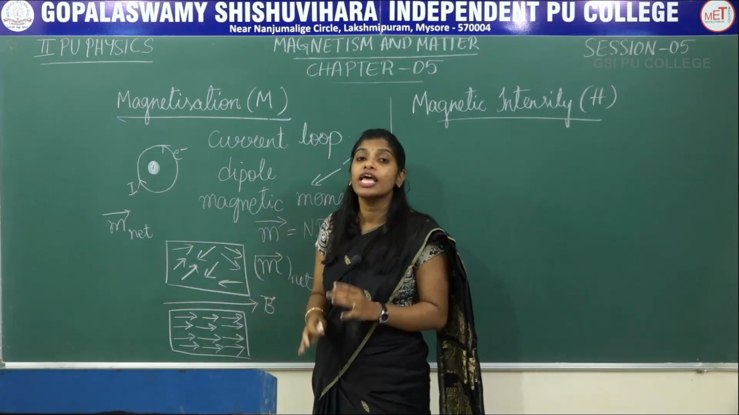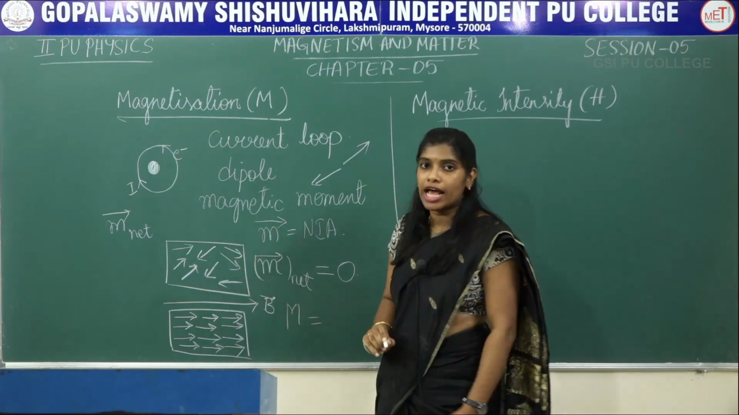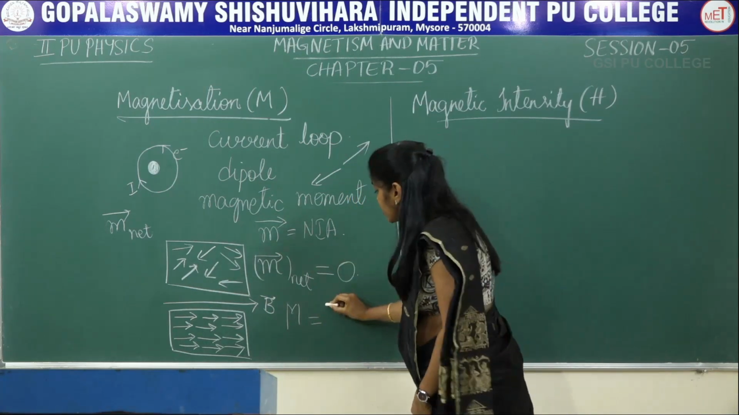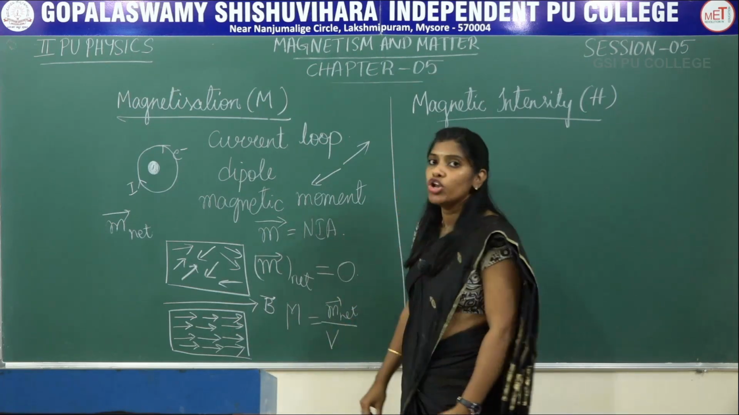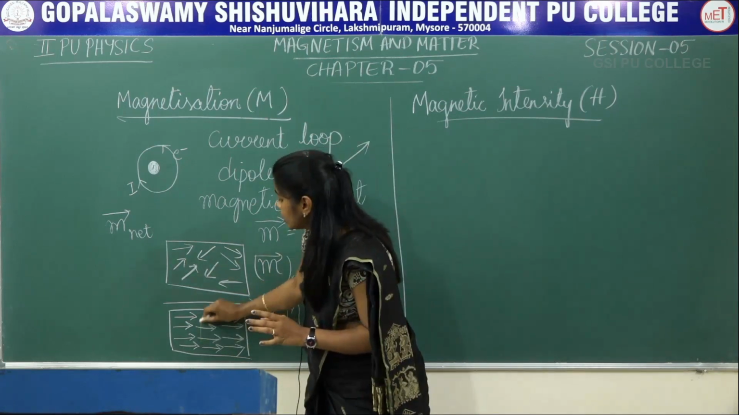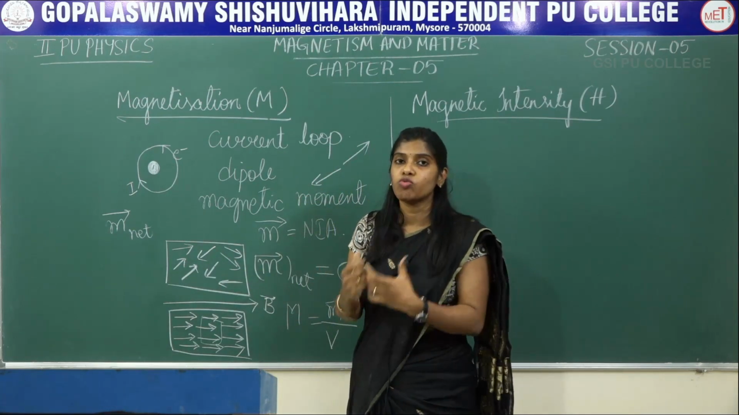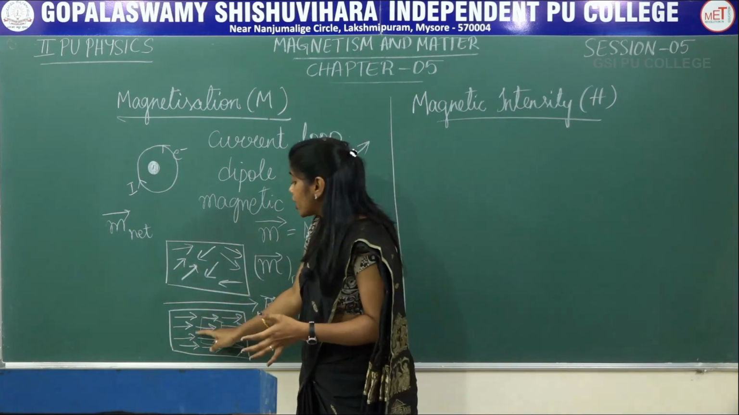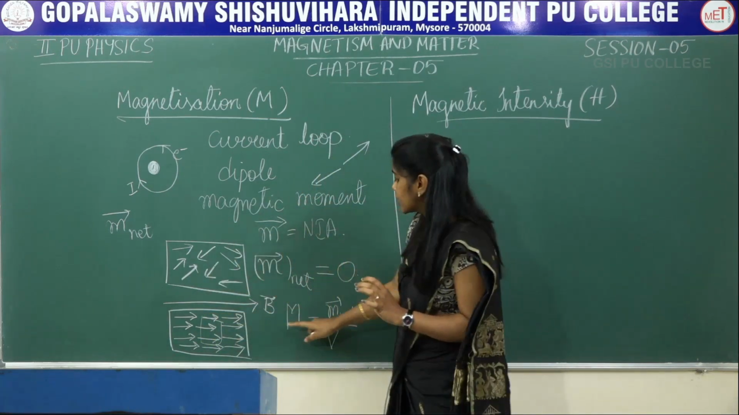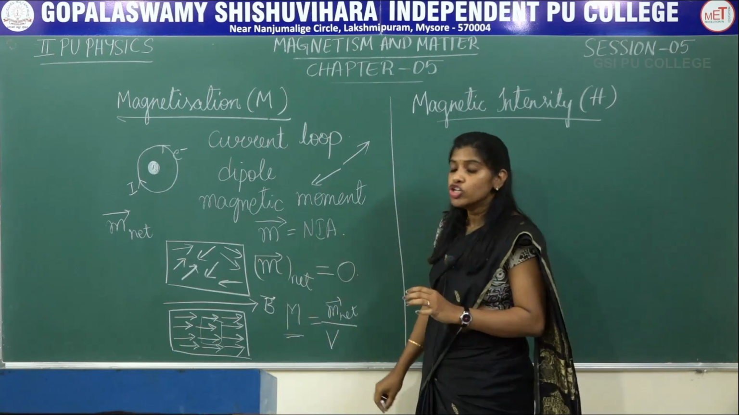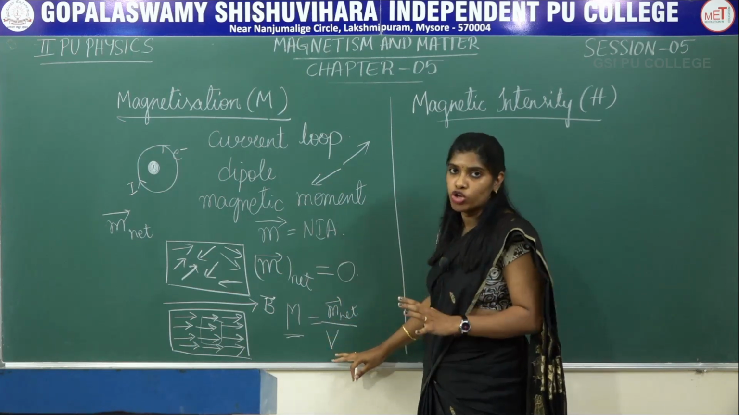And magnetization can also be defined as, this capital M is also defined as the net magnetic moment divided by the volume. That is, if you consider a unit volume in this material, like 1 meter cube or 1 centimeter cube, then whatever magnetic moment is present in that unit volume is nothing but the magnetization. So magnetization is the magnetic moment per unit volume.